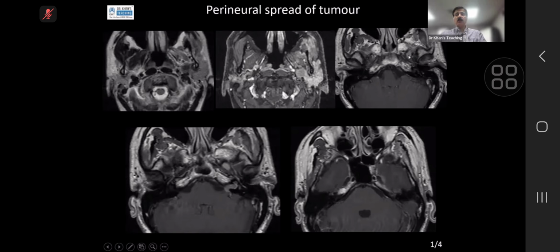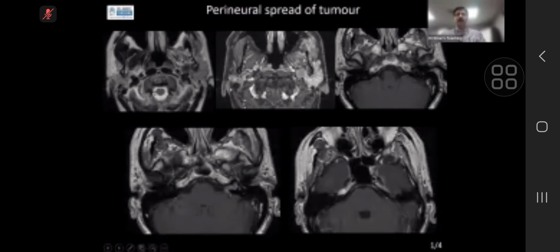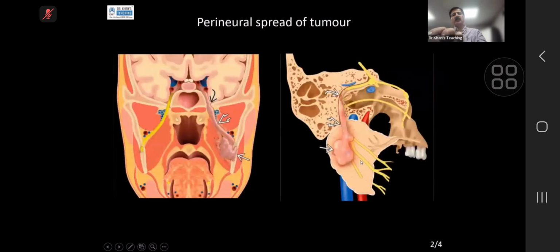If you look carefully, because classically for head and neck, you should have a fat saturated sequence. It is not fat saturated, but what is happening is that there is perineural spread into the foramen ovale, which is going here, but not going more proximally. So if you see this picture, it tells you everything.